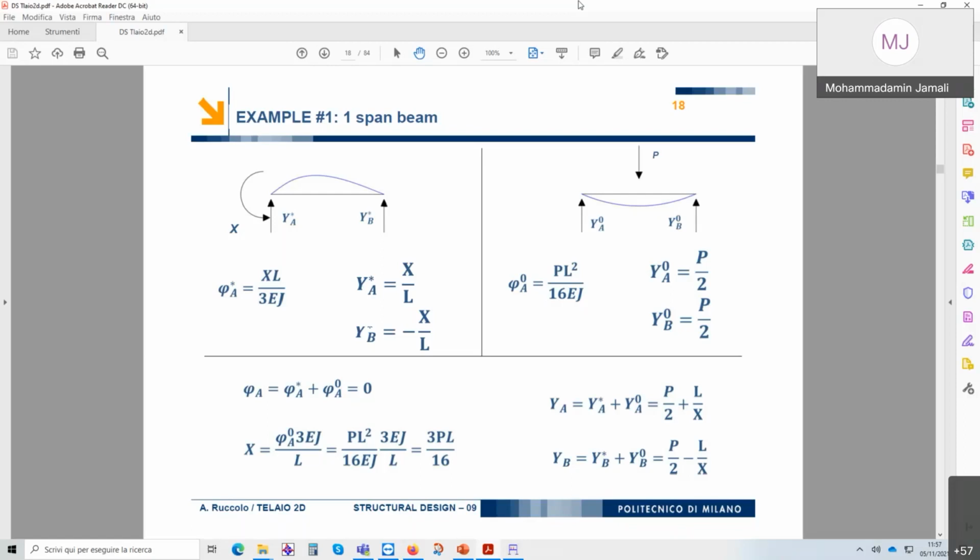You mean why the curvature is not symmetric? Symmetric, yeah. The reason is that one, because the structure is not symmetric. So the maximum deformation will not be in the midspan. It will be a little bit shifted. So the curvature is not symmetric. Thanks. You're welcome. Any other question?